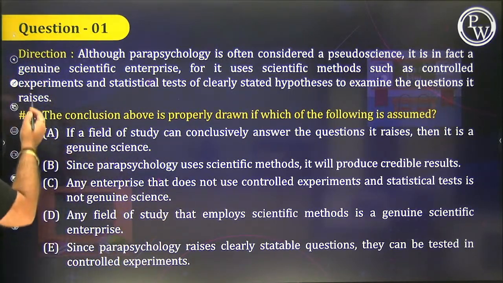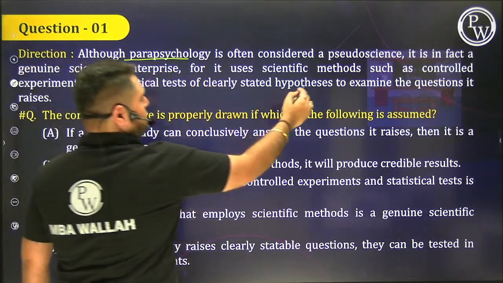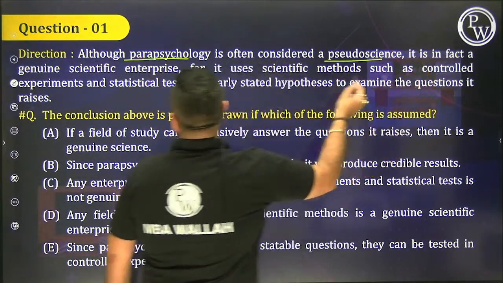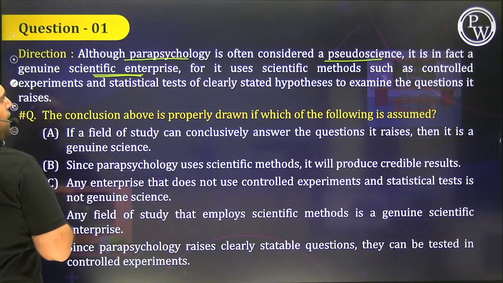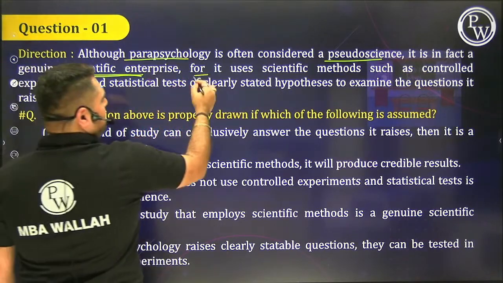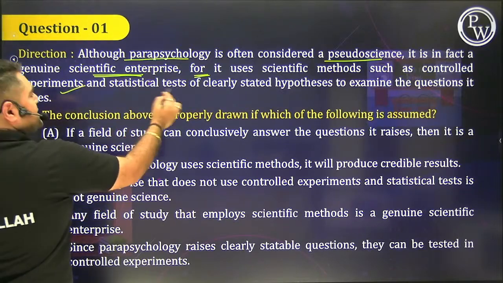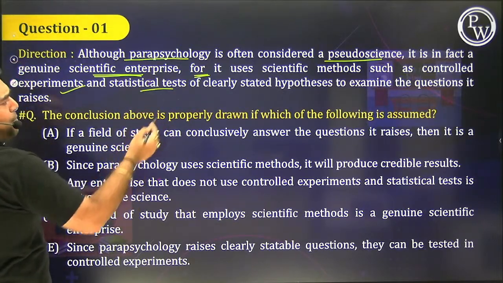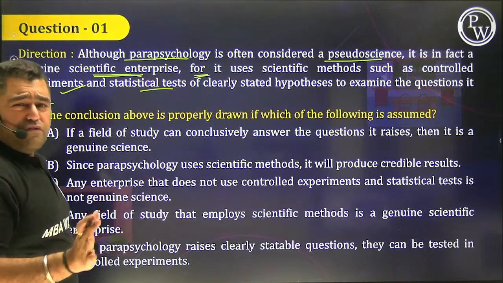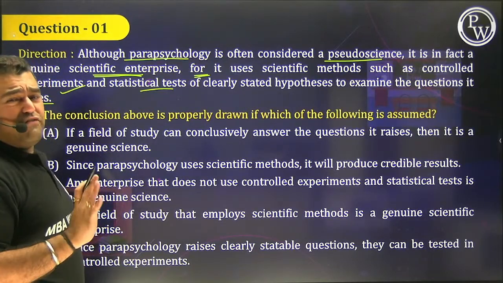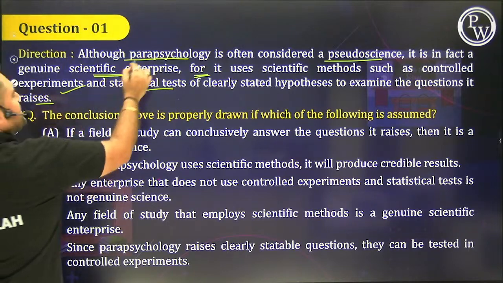Let's read. Although parapsychology is often considered a pseudoscience, it is in fact a genuine scientific enterprise, and the reason is given: it uses scientific methods such as controlled experiments and statistical tests of clearly stated hypotheses to examine the questions it raises. Now don't get confused, don't bother with these hi-fi words. All that we have to remember is the condition.